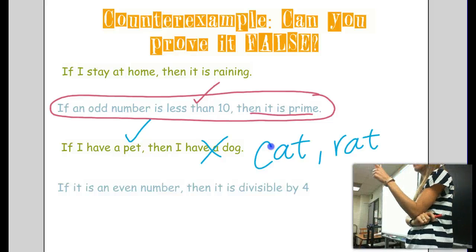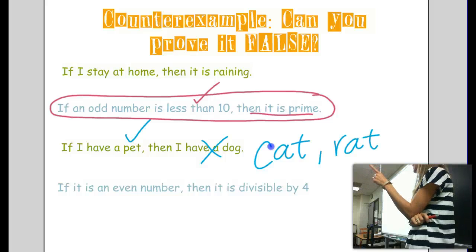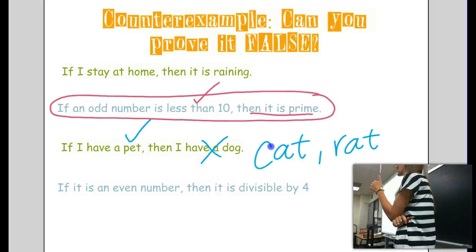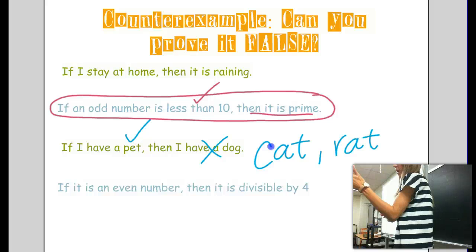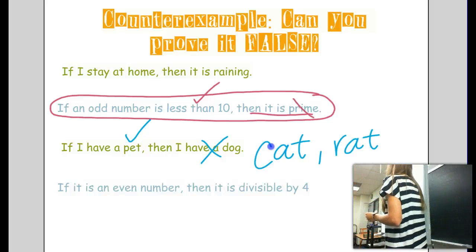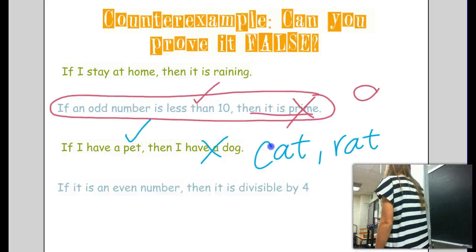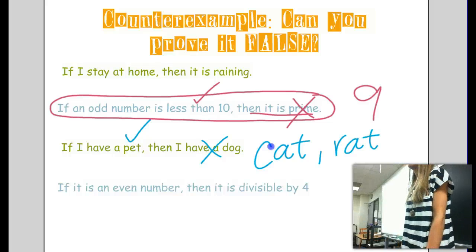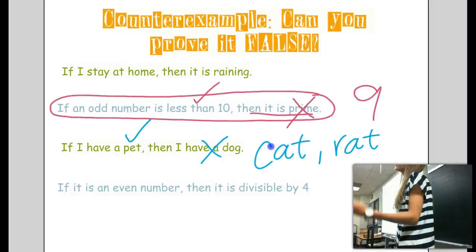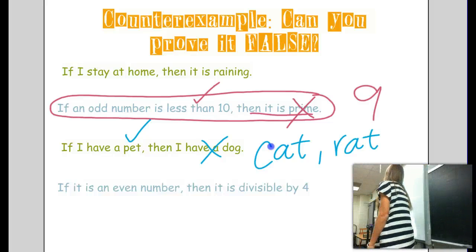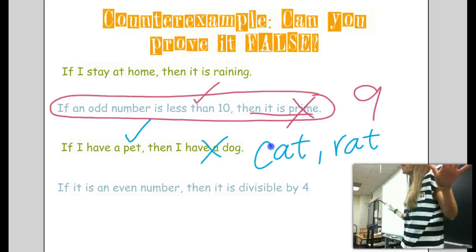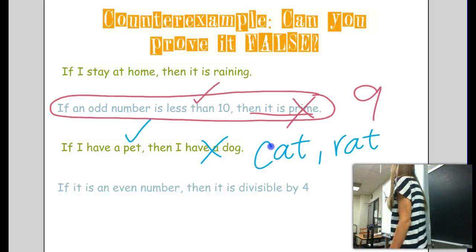Is 9 odd? Yes. Is 9 less than 10? Yes. Is 9 prime? You might not remember what prime is. Prime means it's not divisible by anything. Is 9 divisible by something? 3. 9 divided by 3 is 3. So 9 is a correct answer. If you say 5, 5 proves it true because 5 is prime. 5 makes this true, and this true. We don't want it all to be true. We want the beginning to be true and the end to be false.